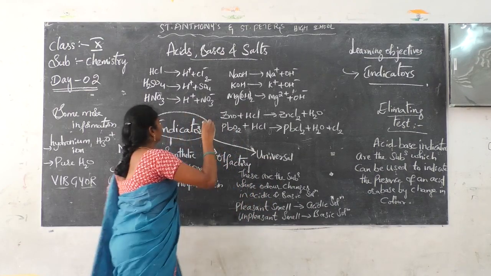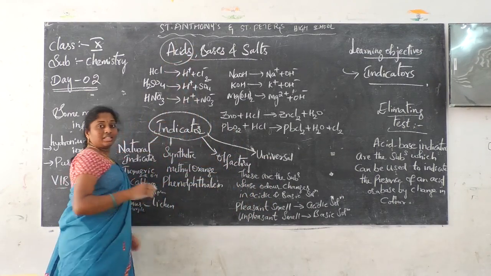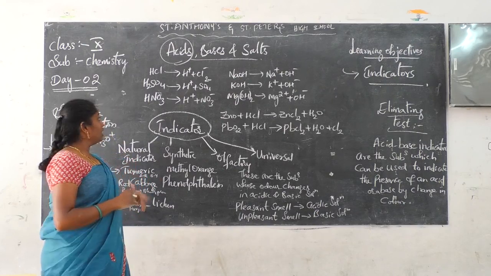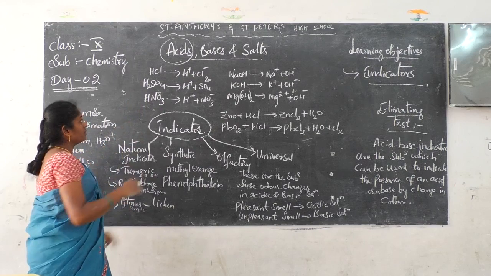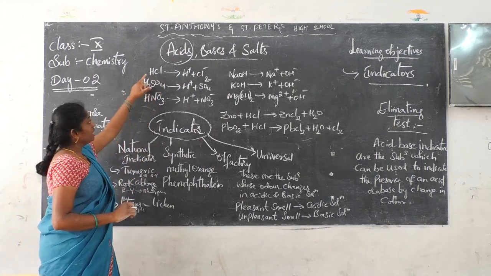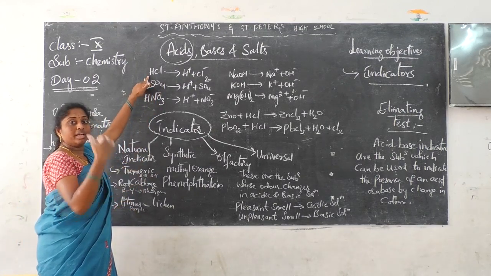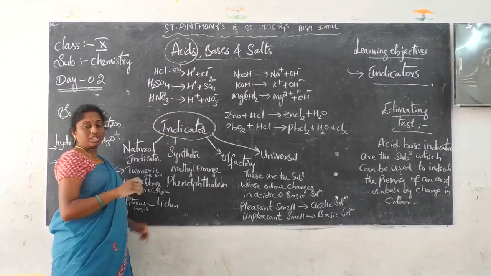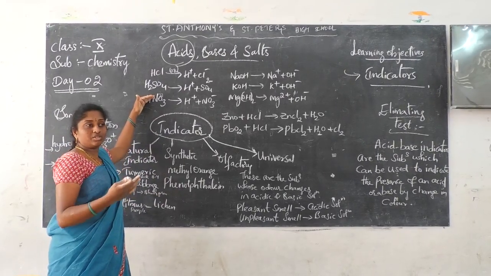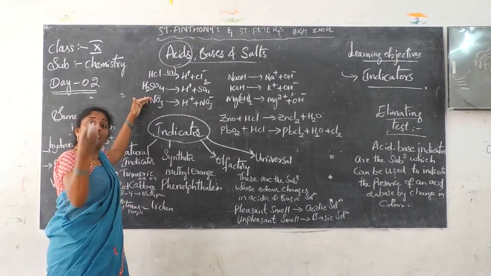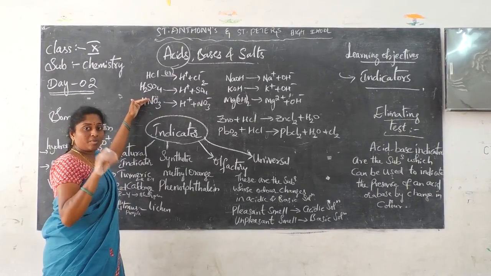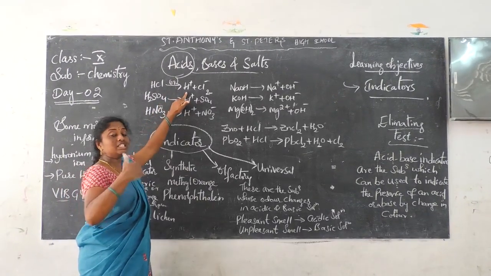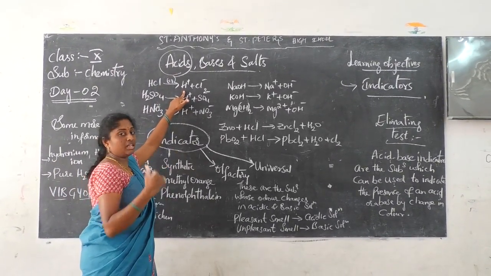So what is an acid? The substance which ionizes H plus ions is known as an acid. Now let us take some examples. Hydrochloric acid, HCl, splits into H plus and Cl minus. Whenever you add it into an aqueous solution, already I explained yesterday what an aqueous solution is. When a substance dissolves in water, we call it an aqueous solution. So hydrochloric acid, when it dissolves in an aqueous solution, splits into H plus and Cl minus ions.